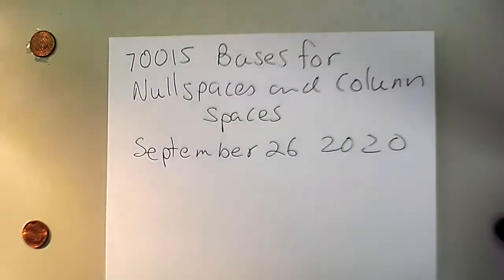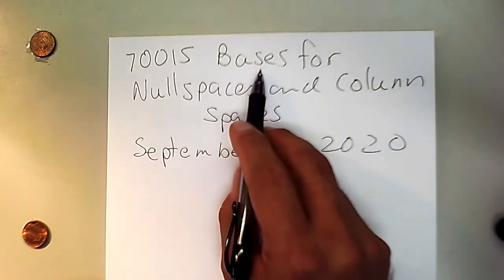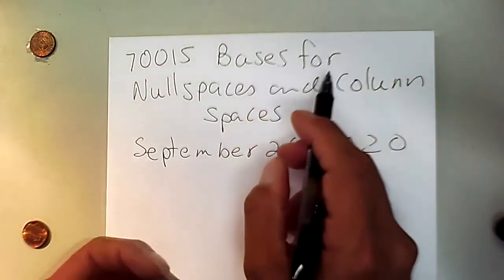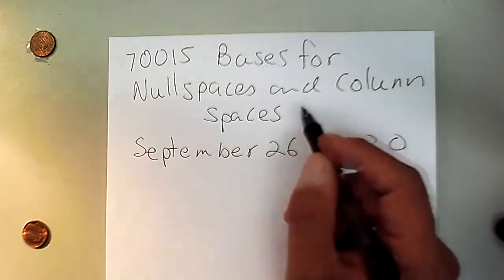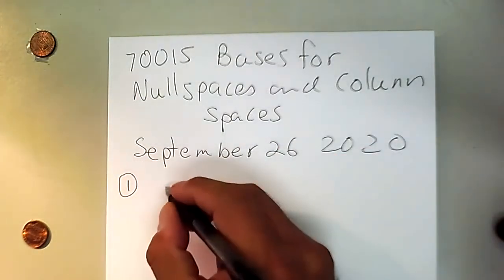All right, let's practice a little bit about finding bases for null spaces and column spaces of a matrix. So the basis should be as simple as possible. And of course, the elements in the basis have to be linearly independent. So the best thing to do is to practice.